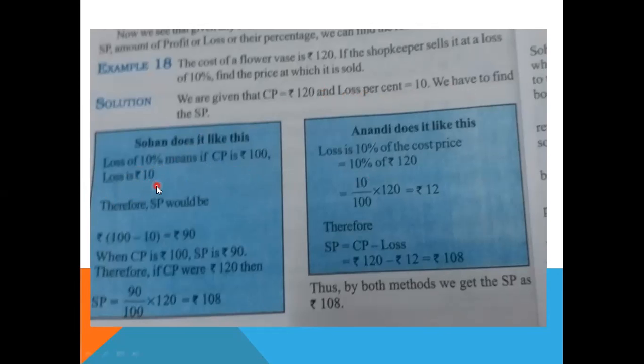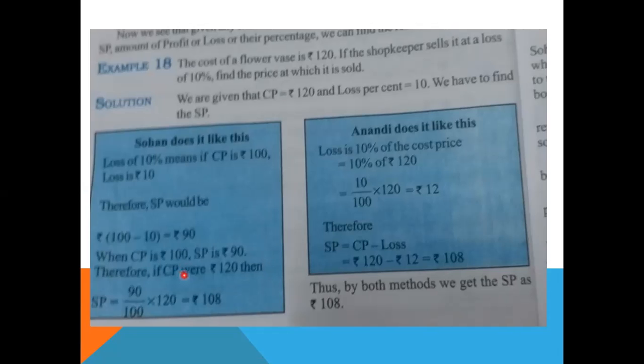So for 100 rupees, 10 rupees is the loss. So that means 100 minus 10, that is 90 rupees. When CP is 100 rupees, selling price is 90 rupees. Therefore, if CP were 120 rupees, then for 100 rupees it is 90, so 90 by 100 into 120. So you will get 108 rupees. Selling price is 108 rupees.